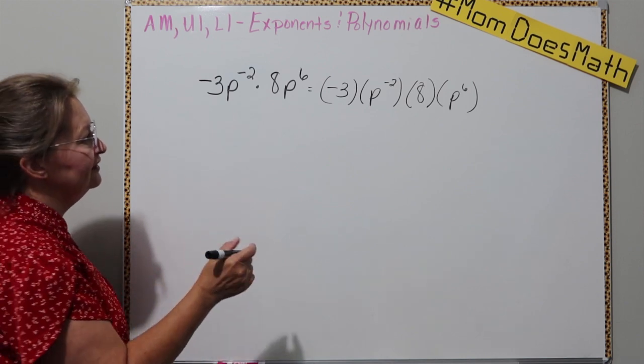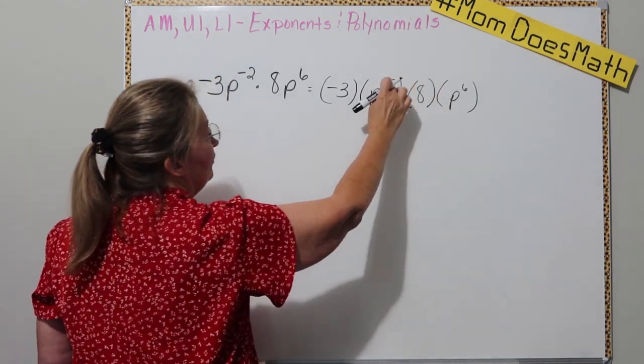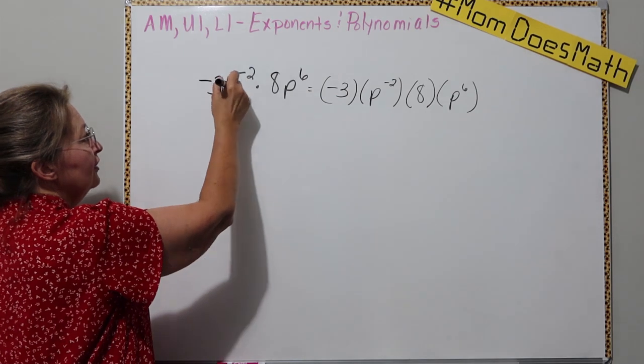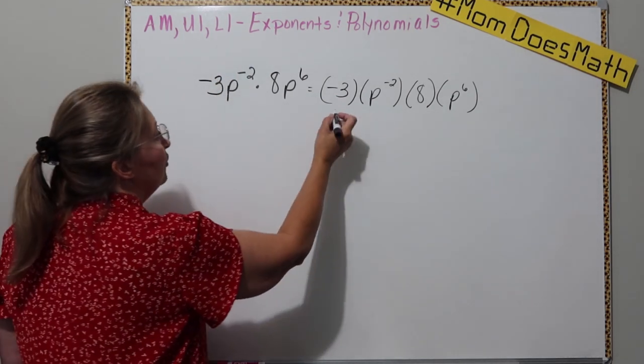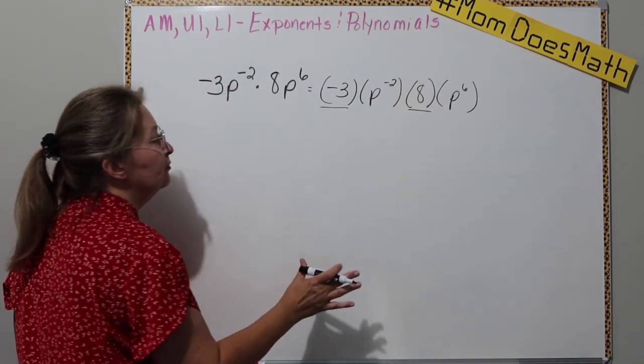So now that we've got it separated out like this, and remember the negative 2 right here only goes to the p because it's not in parentheses. All right, so what I'm going to do first is multiply my whole numbers together.